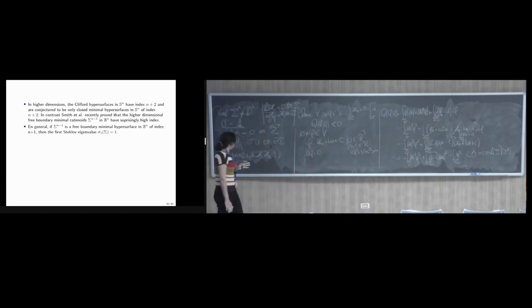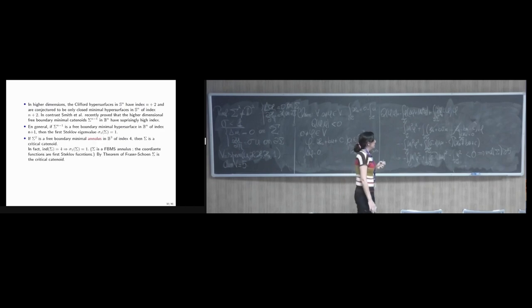And in this calculation here, I don't need the dimension. The surface is 2. So you can prove in the same way that if you have a free boundary minimal hypersurface in the ball with index n plus 1, the index is equal to 1, the same. And the next result says that if sigma is a free boundary minimal annulus in the ball, and you have index 4, then the surface is a critical catenoid, right?